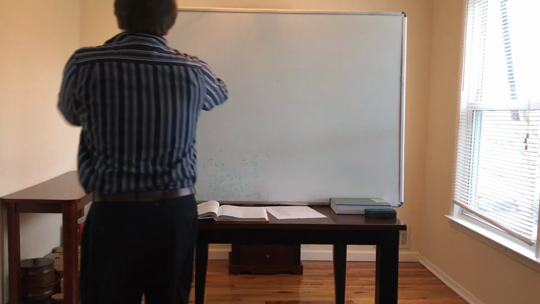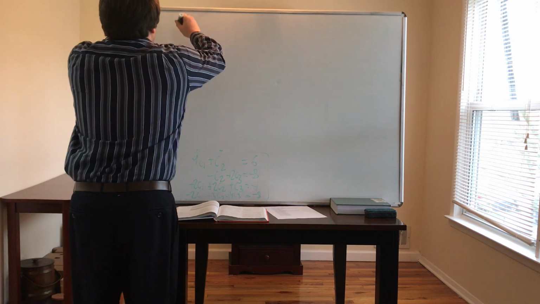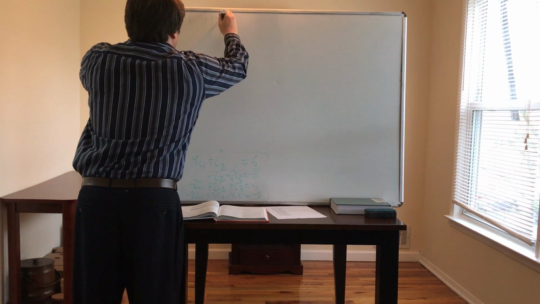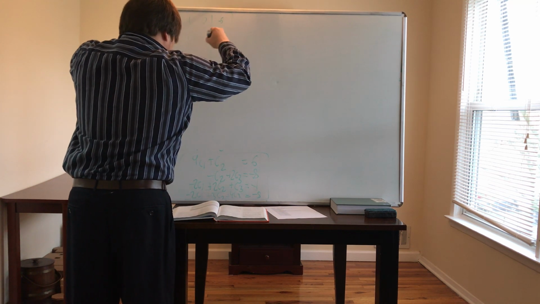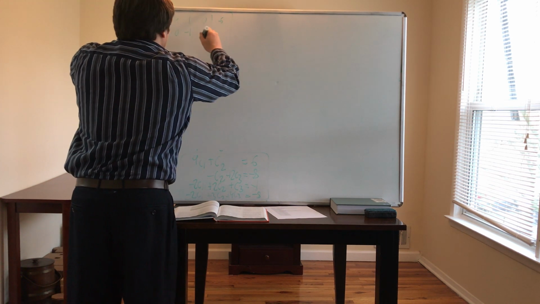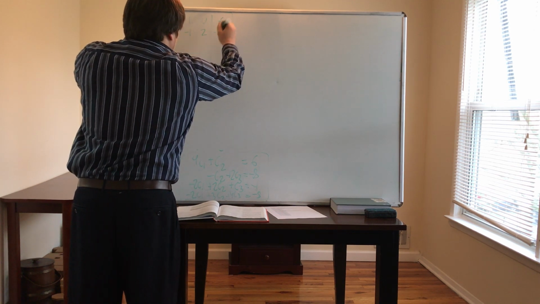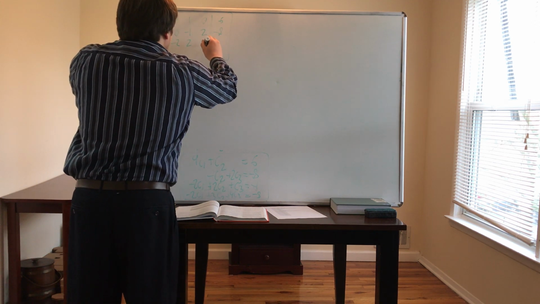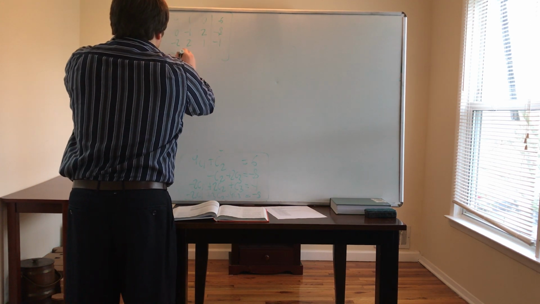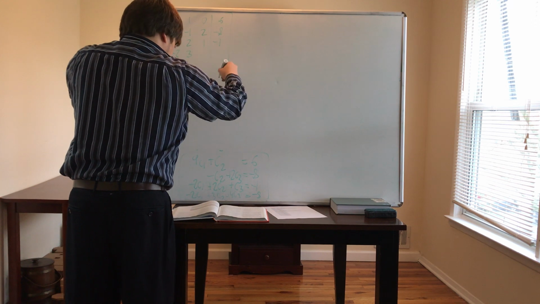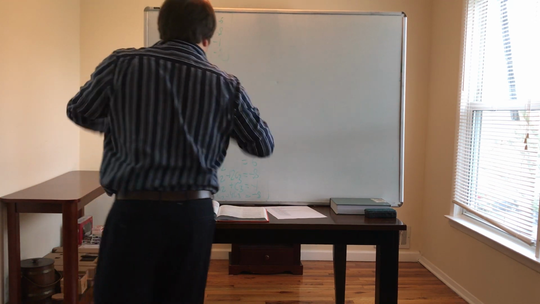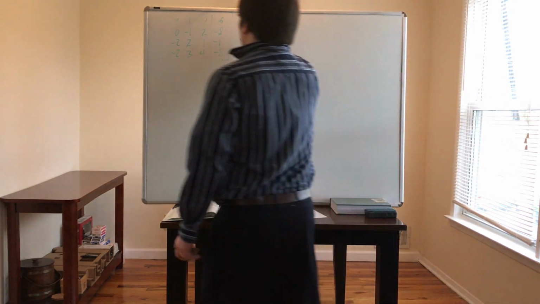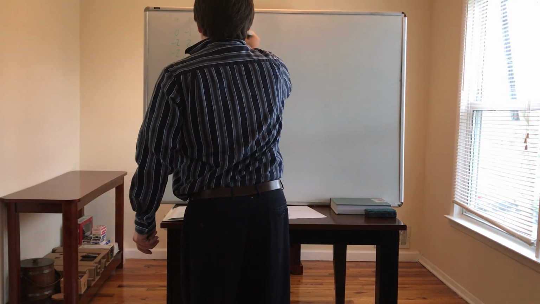So the corresponding augmented matrix is 4, 1, 0, 6, 0, negative 1, 2, negative 8, negative 2, 2, 1, negative 1, negative 2, 3, 4, negative 8. Okay, so that's our augmented matrix corresponding to this linear system. Let's get to reduced echelon form. That's whether or not we have solutions.